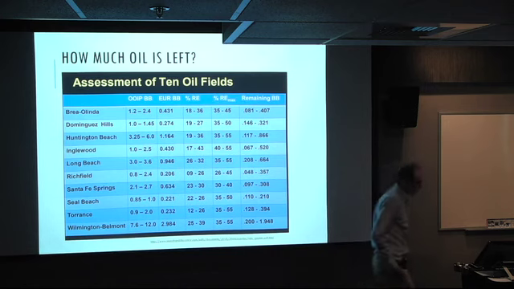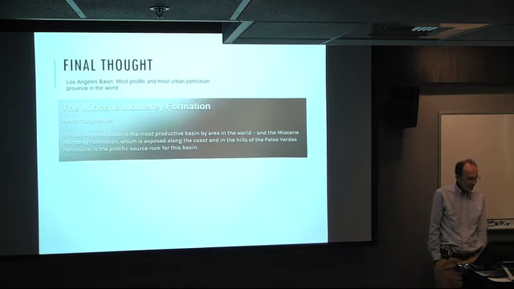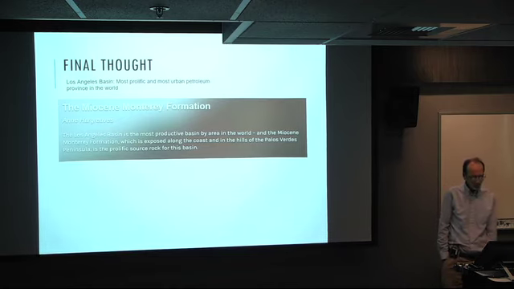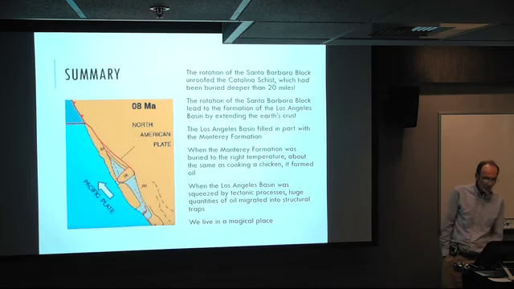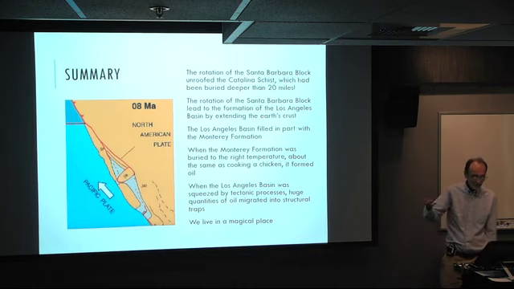And by the way, we could go on to fracking and everything else. Let's see, we have a few minutes left, and I think I'm getting to the end. Final thought: Los Angeles Basin, most prolific and most urban petroleum province in the world. The Los Angeles Basin is the most productive basin by area. We mentioned this before. And the Monterey Formation is the source of this. So summary: the rotation of the Santa Barbara Block unroofed the Catalina schist. We all talked about this, which had been buried deeper than 20 miles.